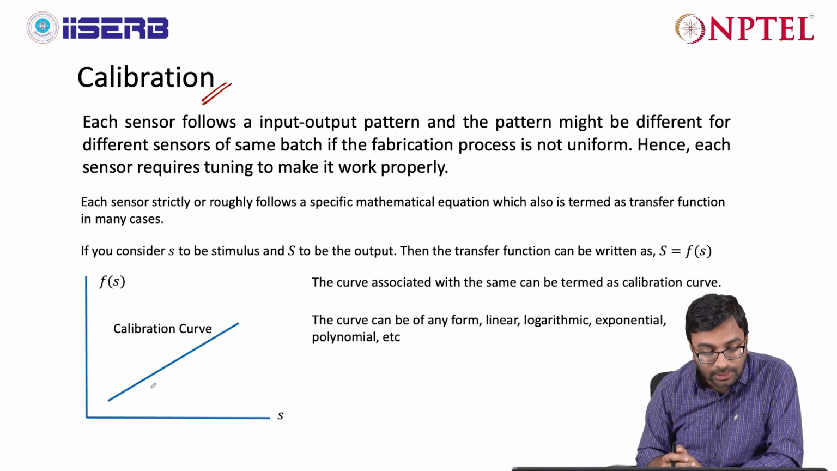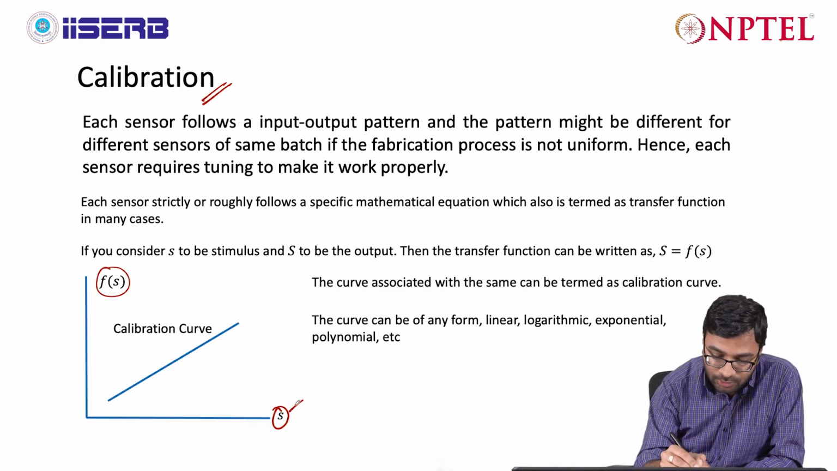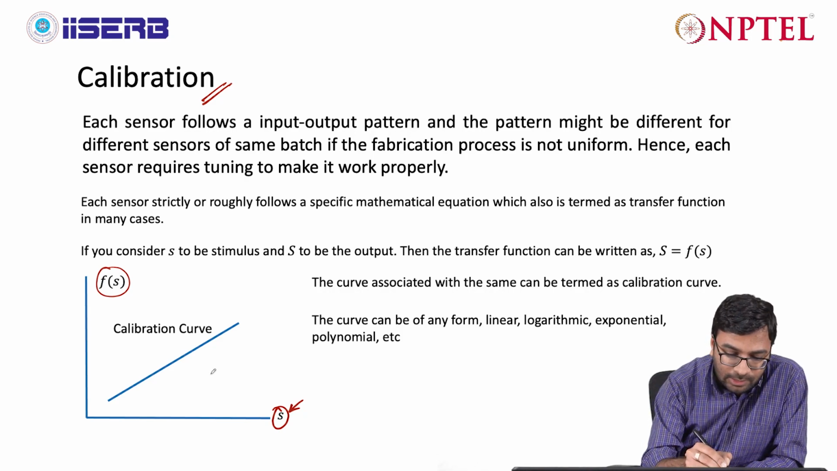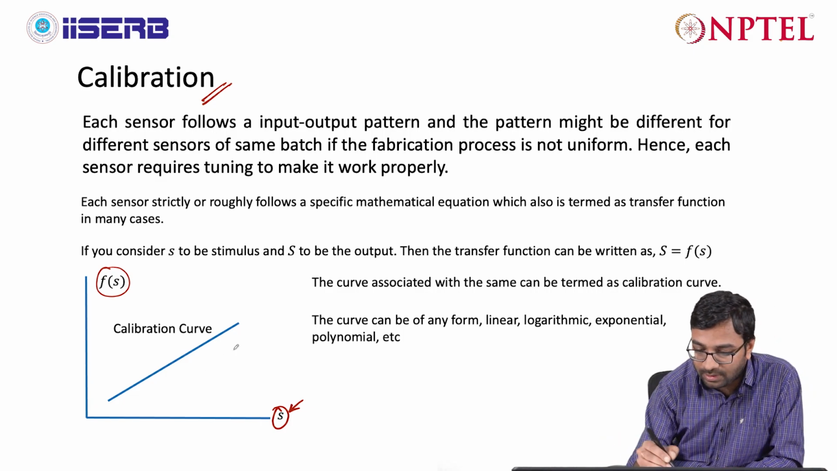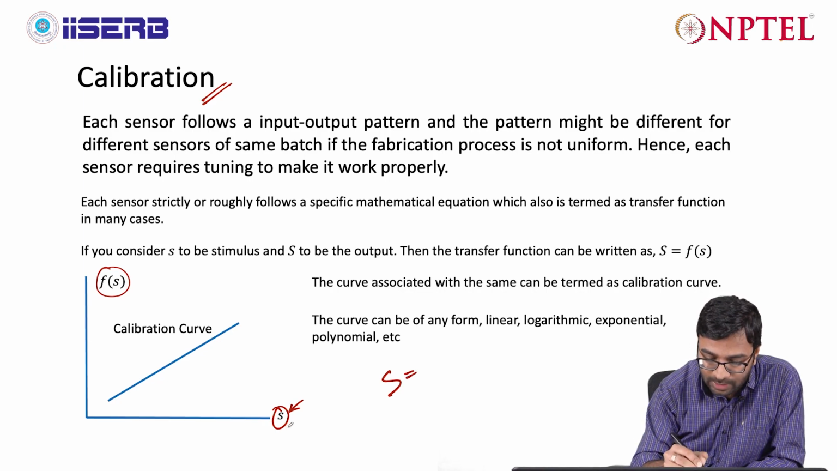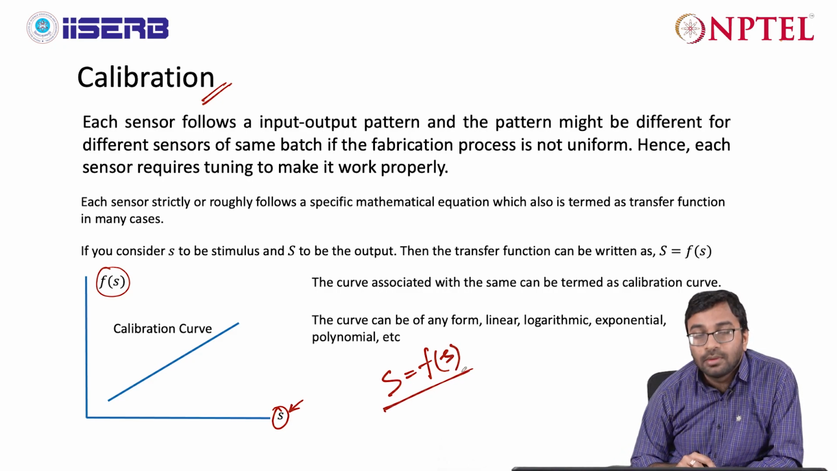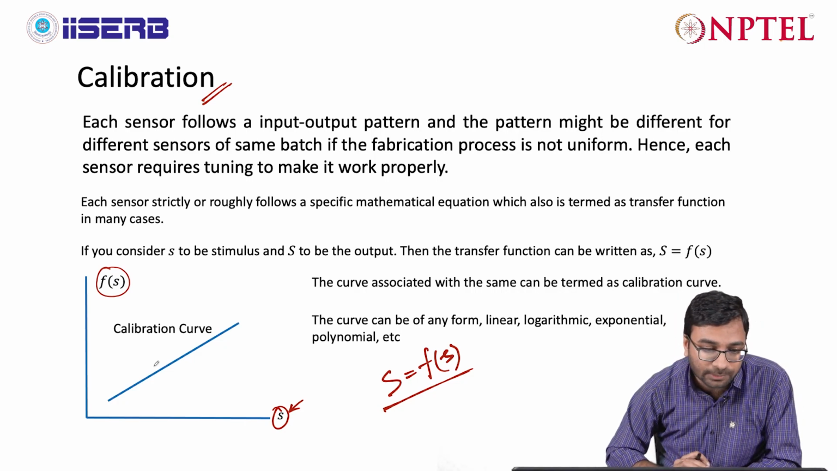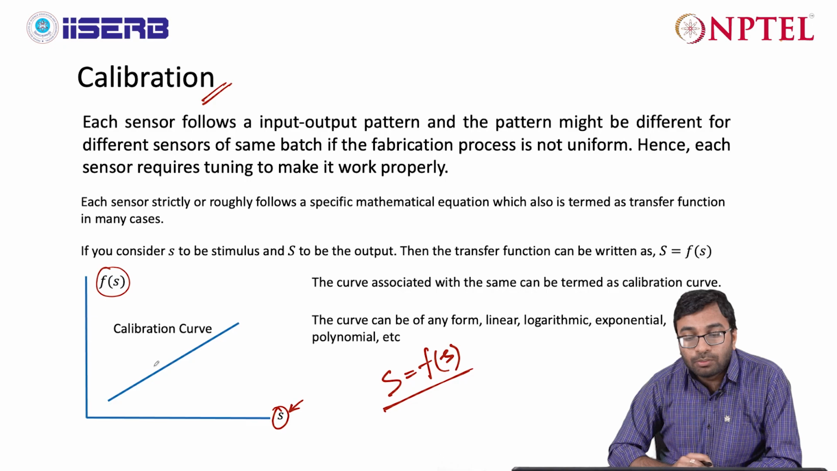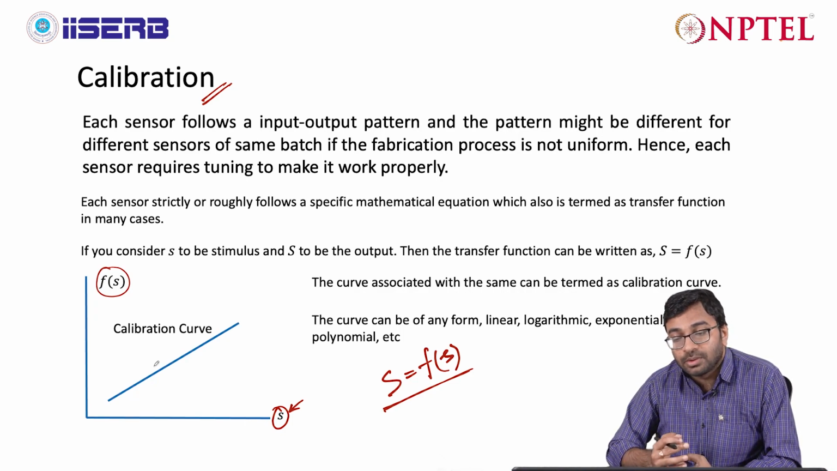So calibration curve is nothing but the relation between input and output. If your input is defined with small s, then the relation between the input and output will be your calibration. So we usually define it with a mathematical equation. If your capital S is, for example, the output and small s is the input, then this function is your calibration function, and whatever plot or curve you get based on that function is known as the calibration curve. So each sensor follows an input output pattern, and the pattern might be different for different sensors of the same batch also, if the fabrication process is not uniform.